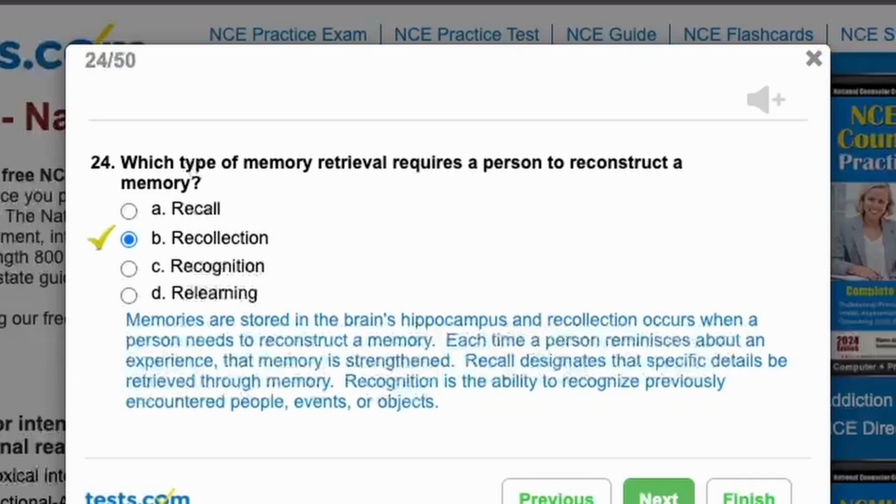Recall designates that specific details be retrieved through memory. Recognition is the ability to recognize previously encountered people, events, or objects.